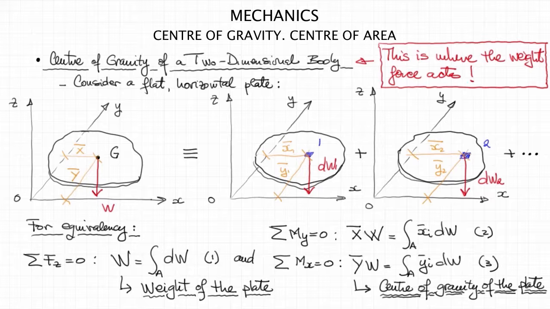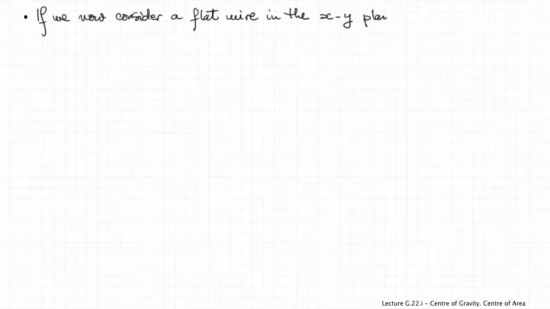Now, we can look at a particular situation in which we consider, rather than a general plate, a flat wire, also in the XY plane. So it's similar to the case before, except that we have replaced the plate with a wire.